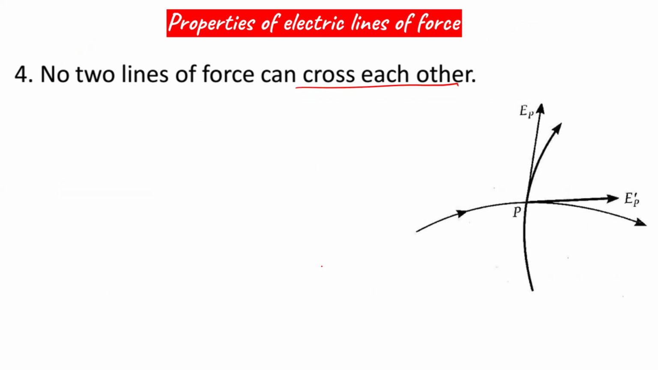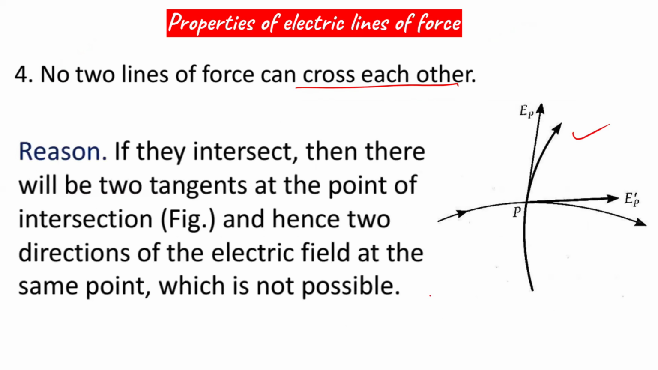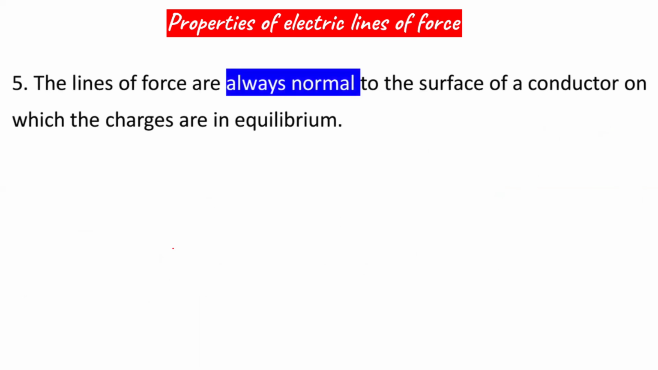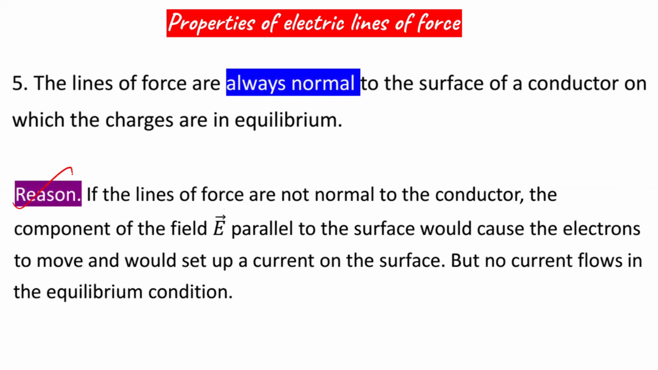Okay, in this diagram we can see this. The reason is that if they intersect, then there will be two tangents at the point of intersection, as shown in the figure, and hence two directions of the electric field at that same point, which is not possible. Okay. Next, the lines of force are always normal to the surface of the conductor on which the charges are present. The reason is that if the lines of force are not normal to the conductor, the component of the field parallel to the surface would cause the electrons to move and would set up a current on the surface, but no current flows in the equilibrium condition.